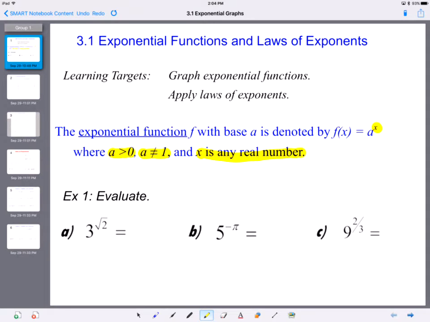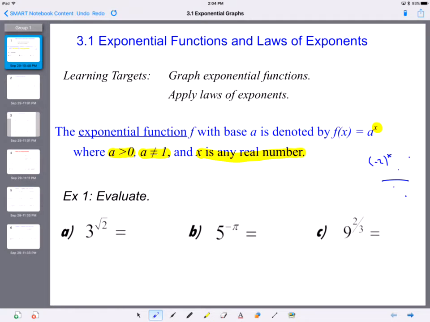If a was negative, think what would happen if you plugged in -2, for example, raised to the x power. It's going to be jumping back and forth. -2 to the first is -2, -2 to the second is 4, -2 to the third is -8, -2 to the fourth is 16. So it's going to be jumping back and forth, so that's not going to be exponential either. So that's why those stipulations are on there, which are going to be important for logarithms.